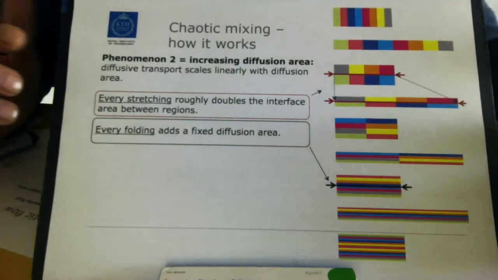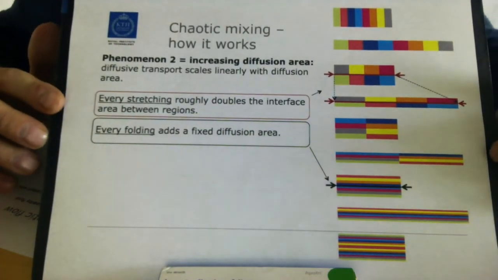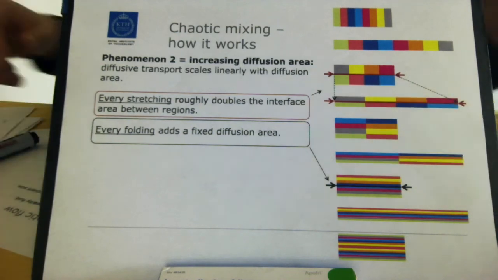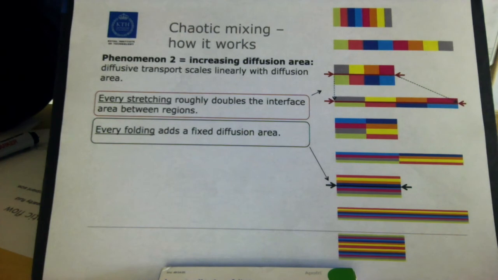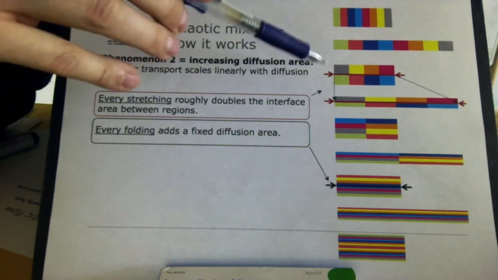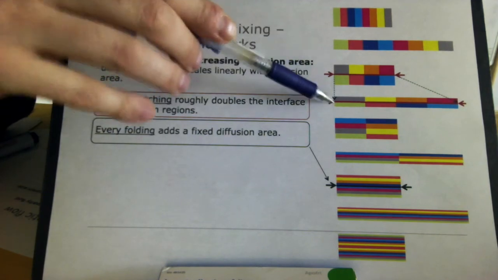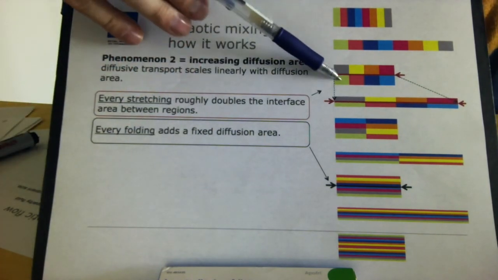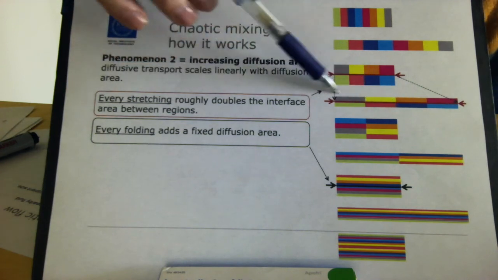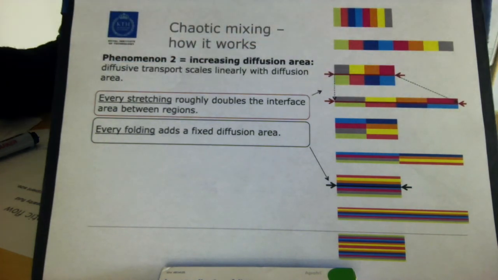And the second effect that's happening is that not only do I make sure each time that I have a good concentration gradient, I also make sure that I increase my diffusion area between different regions all the time. Here I can see that, for example, for stretching, if I go from this position to this position, I see the diffusion area between, for example, the gray and the green region here double. So every stretching will double the diffusive area.